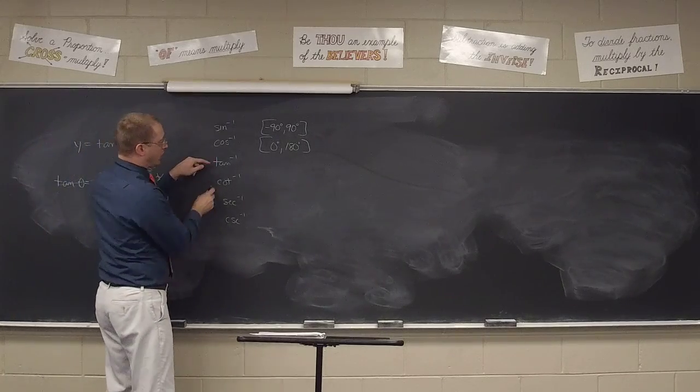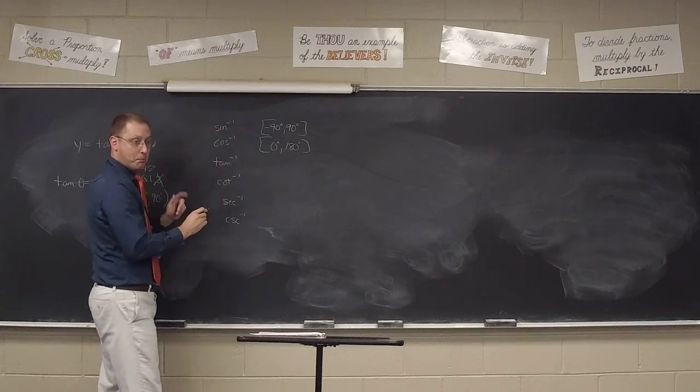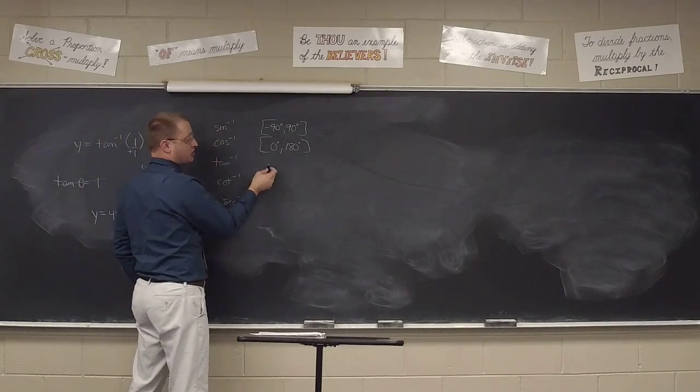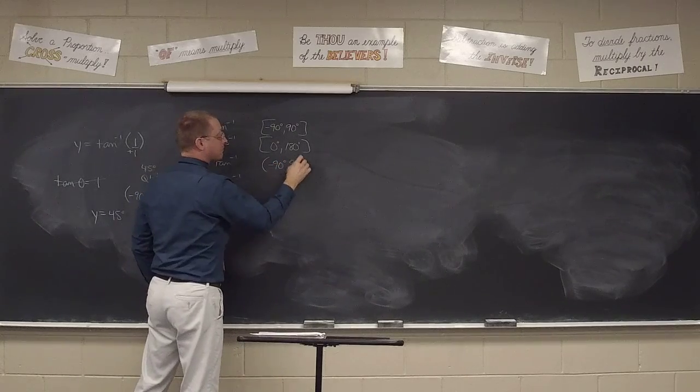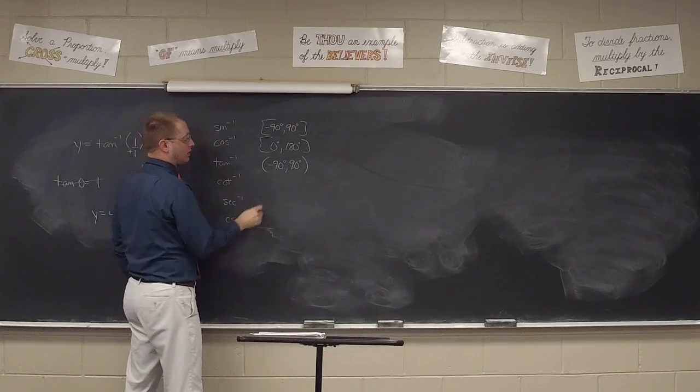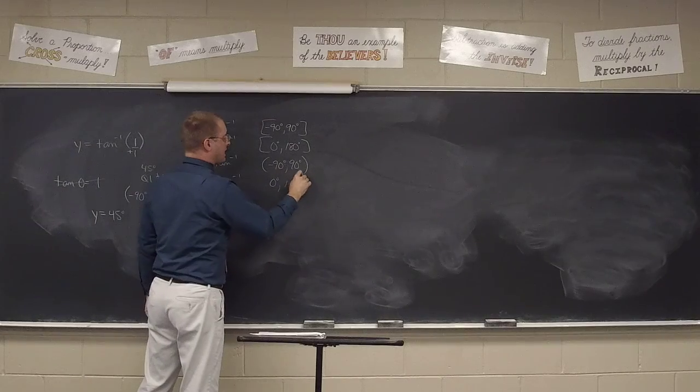Remember that these two are going to closely match the first two, but in parentheses. So arctangent, negative 90 to 90 in parentheses. Arc cotangent, 0 to 180 in parentheses.